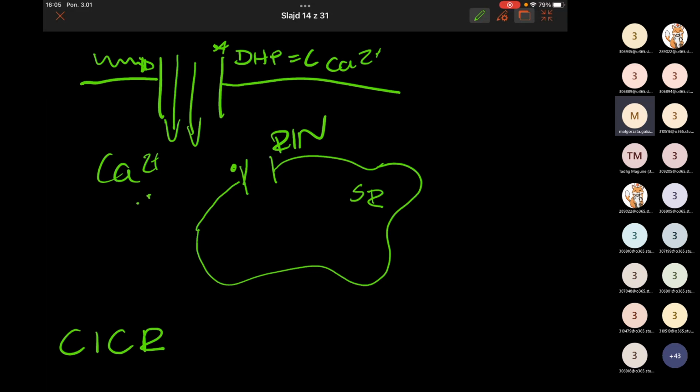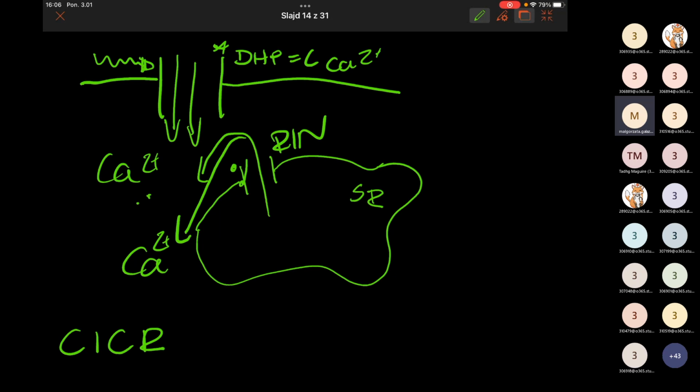Calcium ions, which flow into the cell through the L-type calcium channels, bind to ryanodine receptors. Therefore, the channel protein of the ryanodine receptor opens, and we observe a massive influx of calcium ions from the sarcoplasmic reticulum to the cytosol. The calcium ions bind to troponin C. The tropomyosin is removed from the actin, and the cross bridge is formed. Okay.